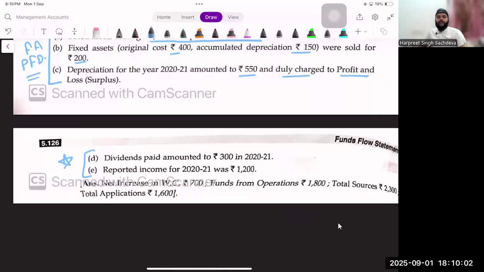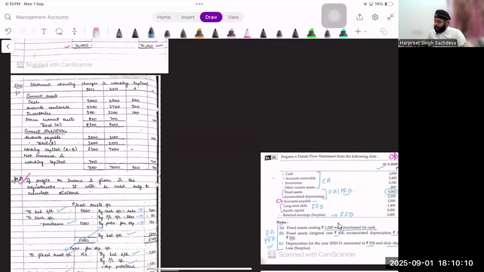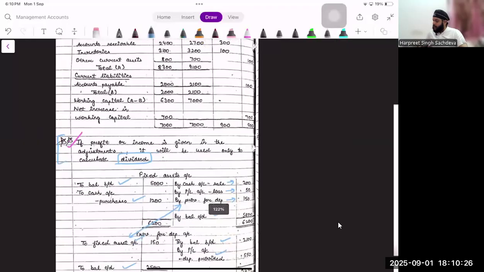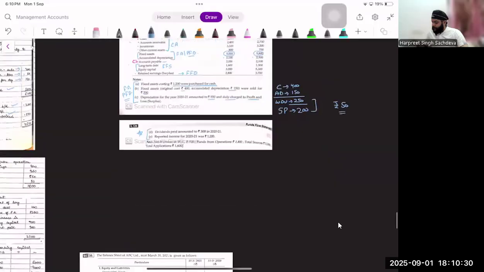This is a new point for you. Dividend paid is given, that's okay, but reported income is also given. Listen to this. Read this carefully. If profit or income is given in the adjustments, it will be used only to calculate dividend. Else it will be of no use.